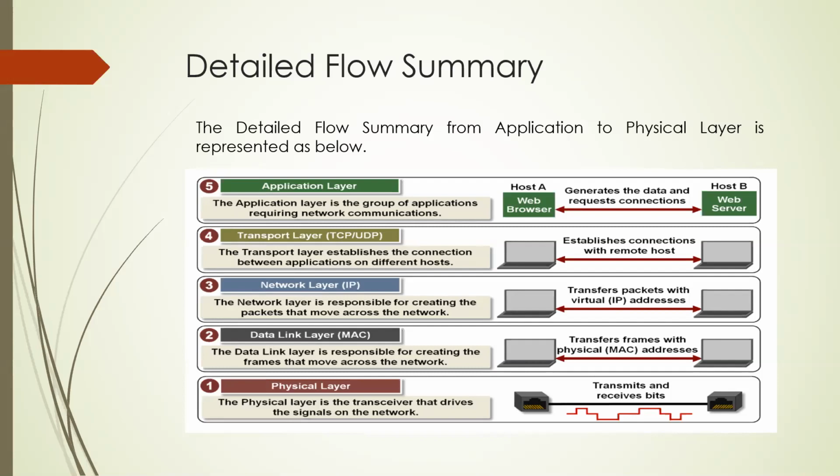Then the data link layer. The data link layer is responsible for creating the frames that move across the network. Frame creation is the main role of the data link layer. The network layer is responsible for creating the packets that move across the network.